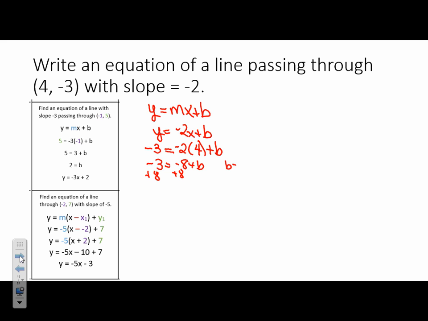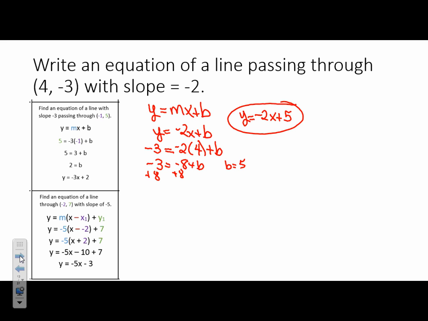5. So y equals negative 2x plus 5. Because I'm trying to get the b by itself. Okay? That was number 13. Let me show you the other way. That's your answer. You have to show your work. Okay? Let me show you the other way.